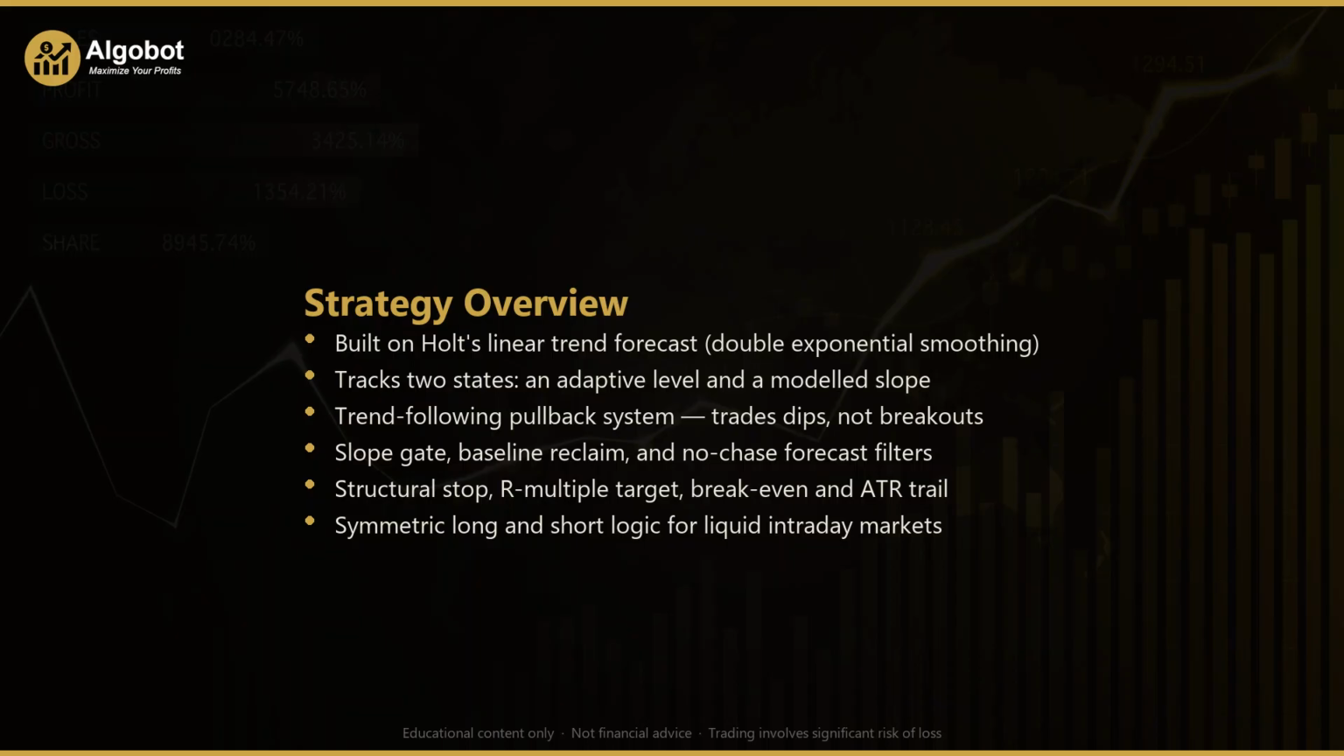To decide when a trend is genuine, it normalizes the slope by the average true range, turning it into a dimensionless measure of drift per bar. Only when that measure clears a minimum threshold does the strategy treat the trend as meaningful. This is a fully symmetric system, meaning it treats long and short setups with mirror image logic.